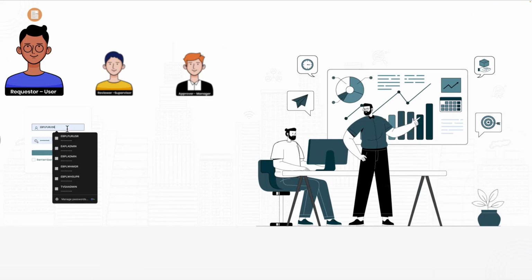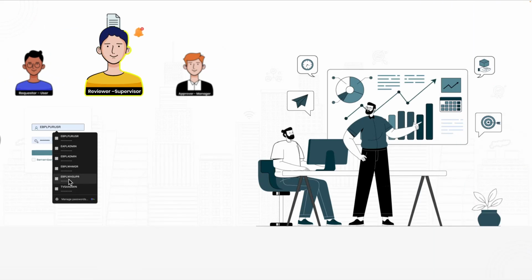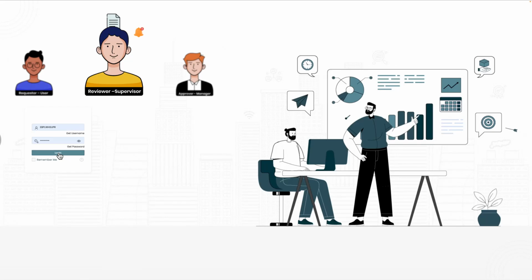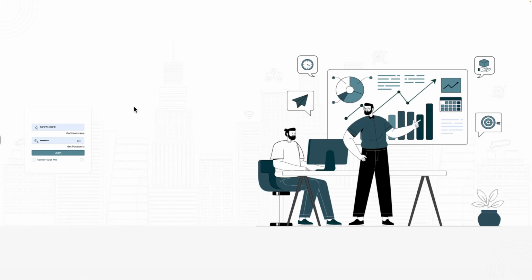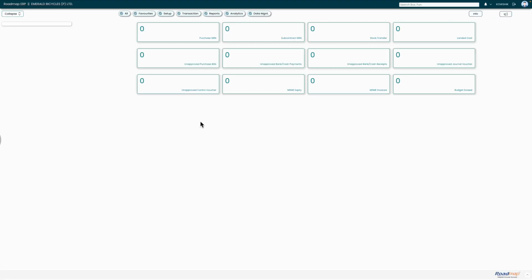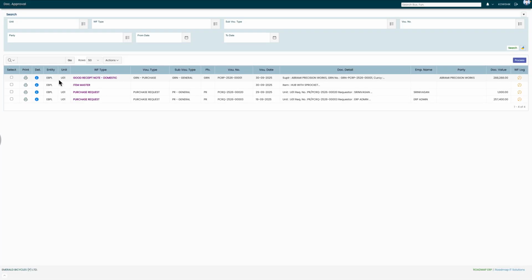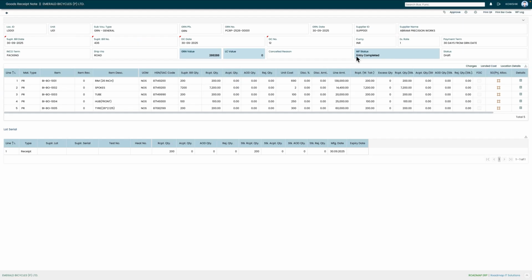Now let's log in as a supervisor. Click on login. So this is the login page of a supervisor. Now click on this bell icon. Go to approvals, where the documents are waiting for reactions. Now click on detail. And so the status will be changed to entry completed from draft.